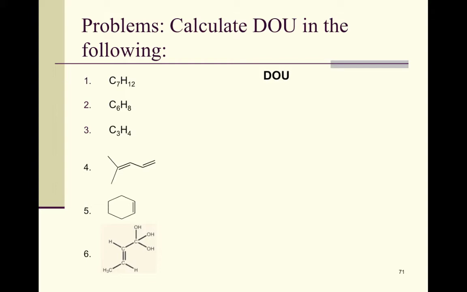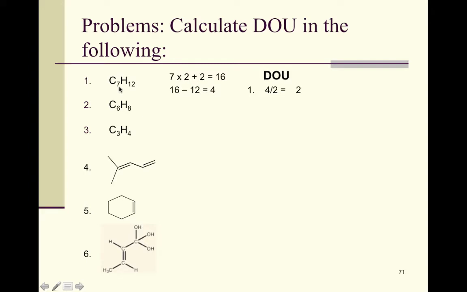For the first 3, you can go ahead and compare the formula to CnH2n plus 2. For 4 through 6, you can do it a couple of ways. You can go ahead and find the molecular formula and do it the same way you did 1 through 3, but I want to give you a hint. Every time you have a double bond, you have 1 degree of unsaturation, and every time you have a ring, you have 1 degree of unsaturation, and some molecules can have more than 1 degree of unsaturation. So go ahead and pause the video, fill out the number of degrees of unsaturation, and come back and see how you did.